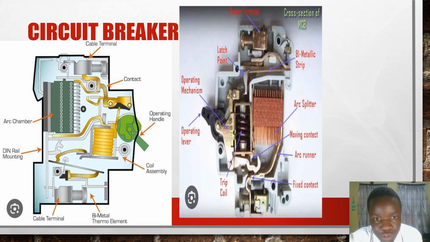This is a 3D representation of a circuit breaker, but this is a real circuit breaker, how it looks inside. So the arc chamber is here. Here are the terminals in and out by a metallic strip. Excessive current makes the metallic strip heat. Hence, due to the heat, it may switch the power off.